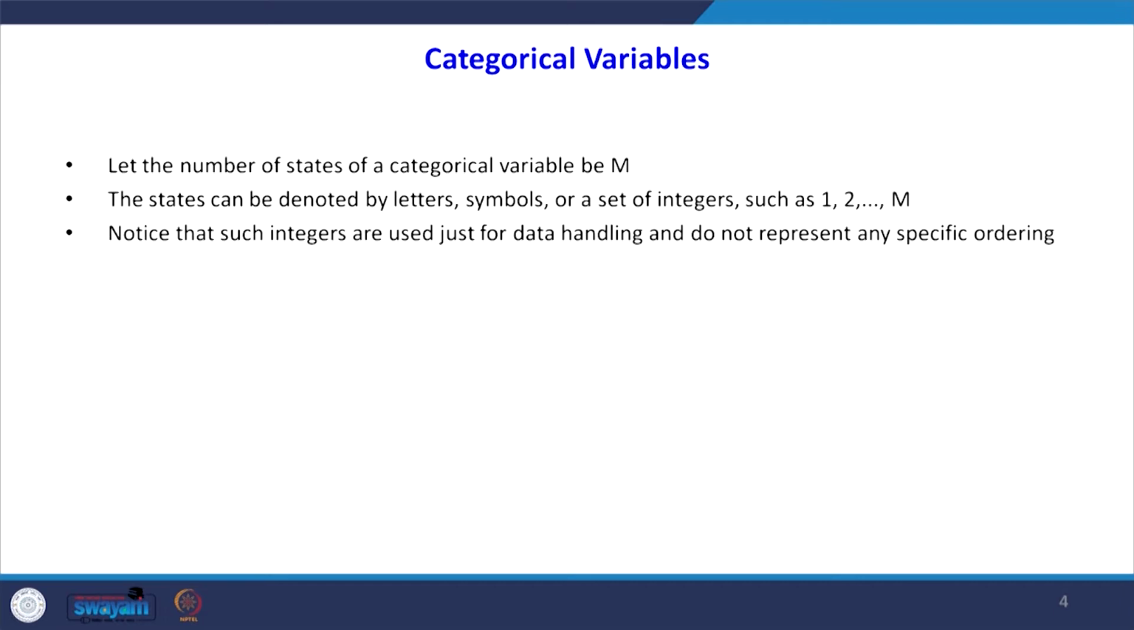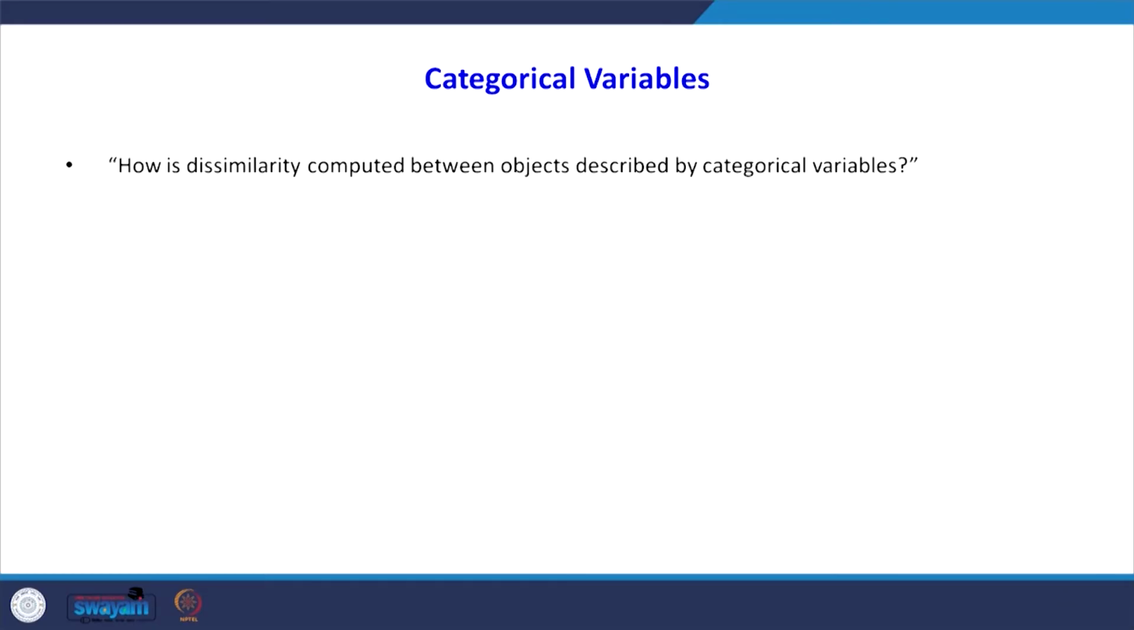Let the number of states of a categorical variable be capital M. The states can be denoted by letters, symbols or a set of integers such as 1, 2 up to M. Notice that such integers are just used for data handling and do not represent any specific ordering. The question which I am going to answer in this lecture is, how is dissimilarity computed between objects described by categorical variables?